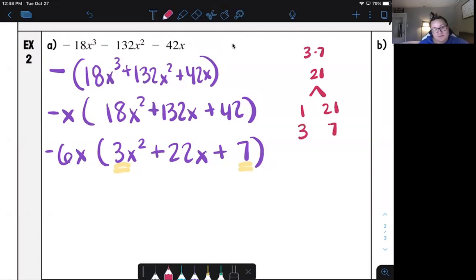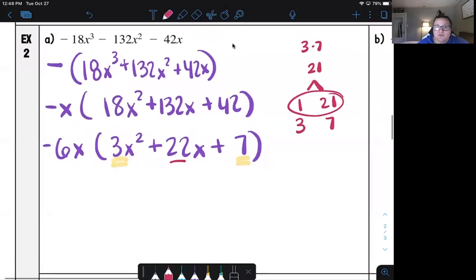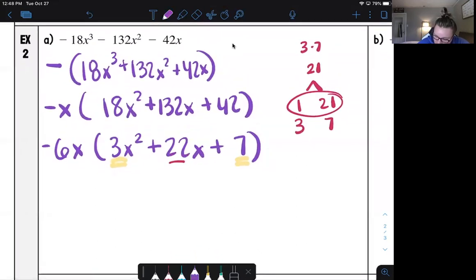So now we look for the factors of 21 that add or subtract to get us 22. Well, 1 and 21 would get us 22. So I'm going to rewrite 22x using 1 and 21. So this is where you need to watch out. Things get a little tricky here.